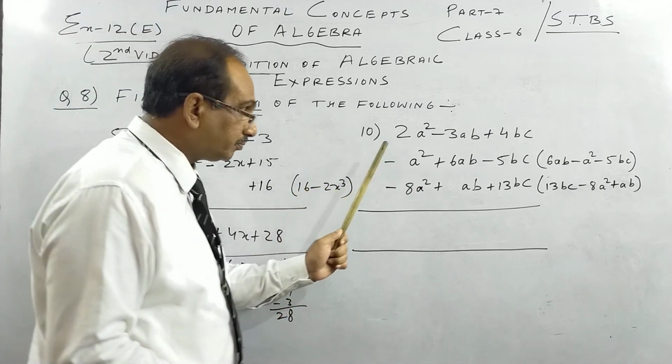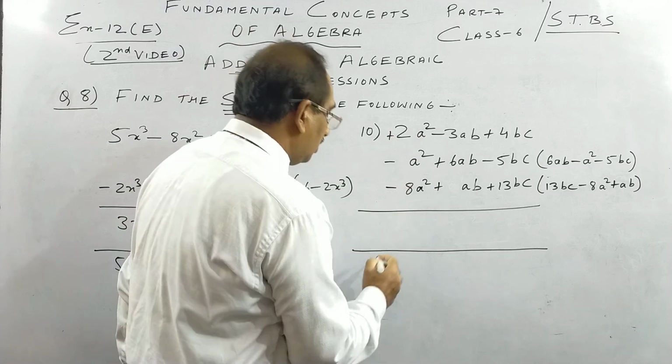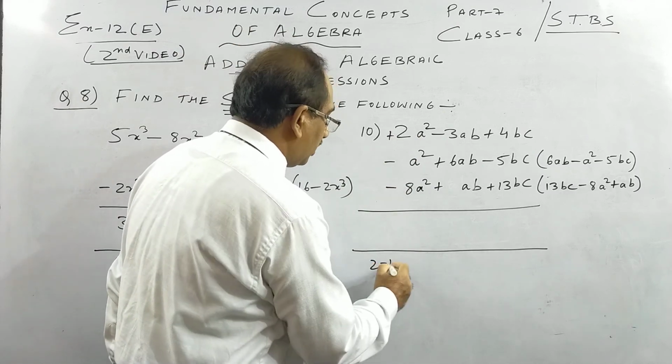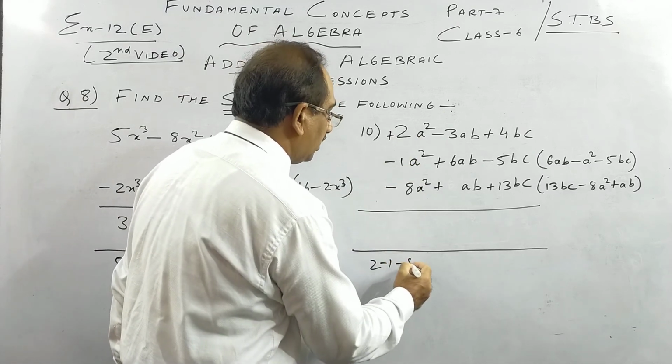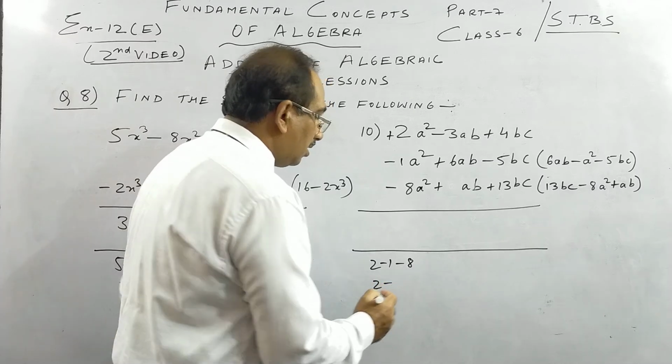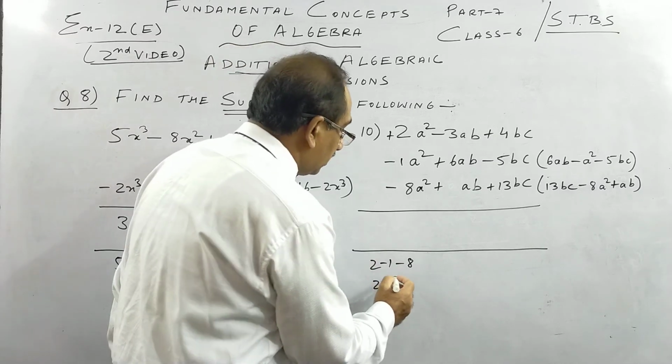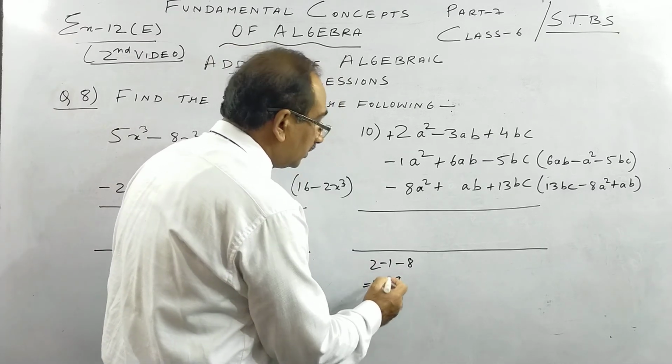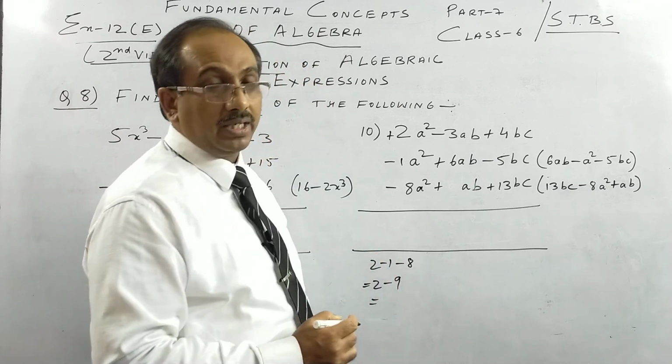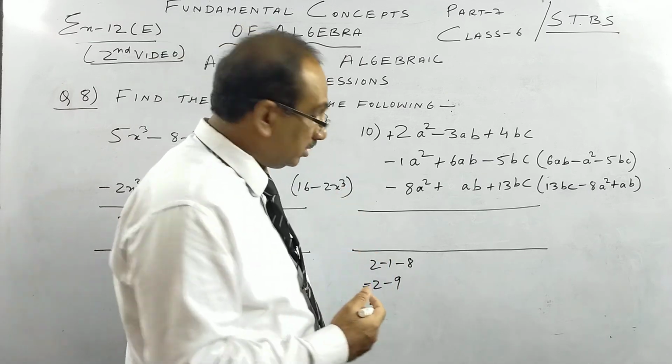So see here, plus 2, minus 1, here nothing is there, minus 1, minus 8. So what we get? Minus is added, children. Minus 1 minus 8 is minus 9, which we have done in integers.